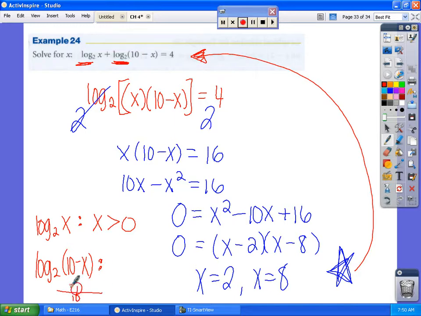We can't include 0, but if I put in 11, it makes the value negative. Log can't take negative values. So the domain for this is x is less than 10. Both are less than 10, so this one works and this one works. So you do have to think about domains when you do log equations.